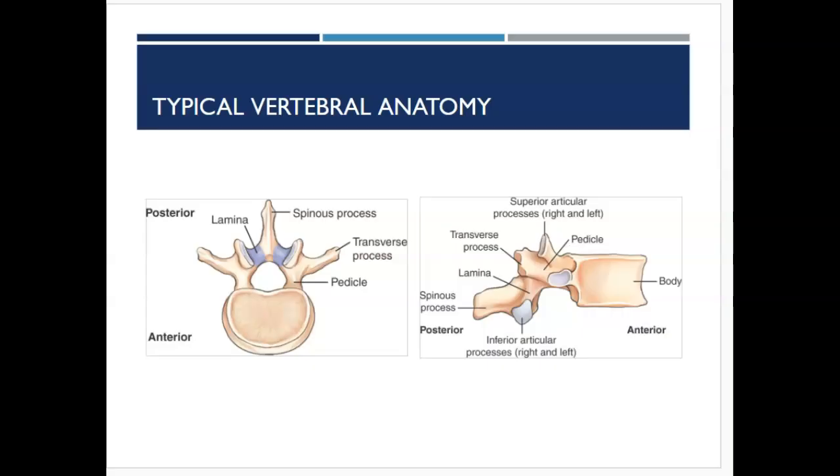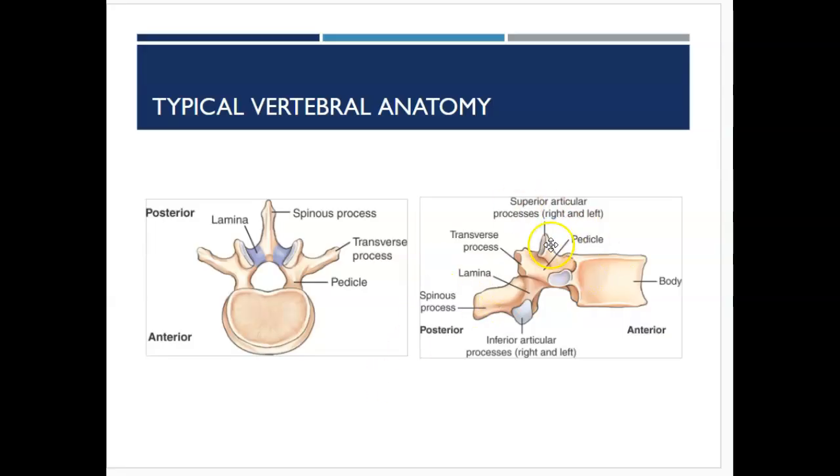Again, we have 4 articular processes, also known as zygapophyses. They arise from the junction of the pedicles and the lamina. There are 2 superior and 2 inferior articular processes. They articulate with the vertebrae above and below them. The articulation between these joints is called the zygapophyseal joints.